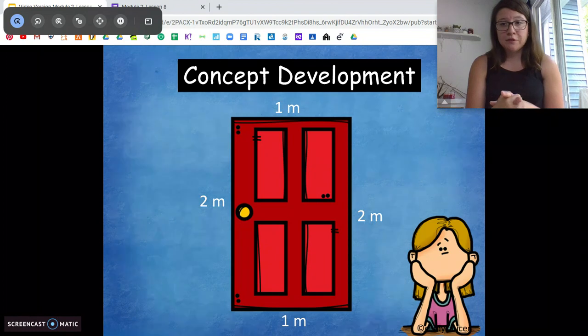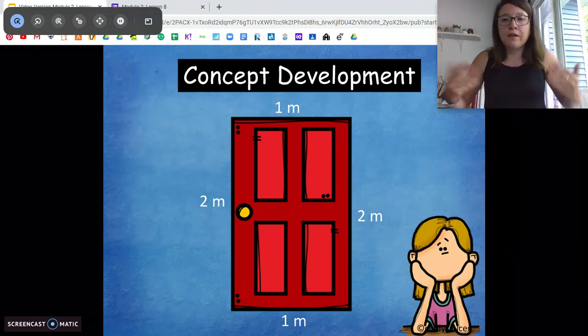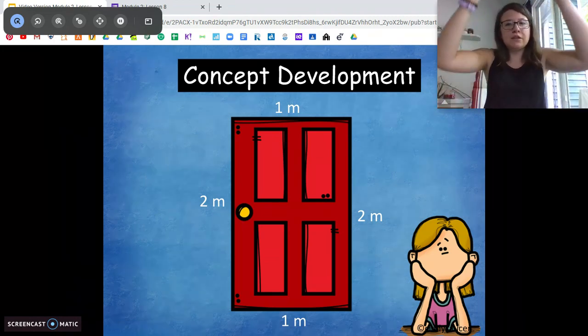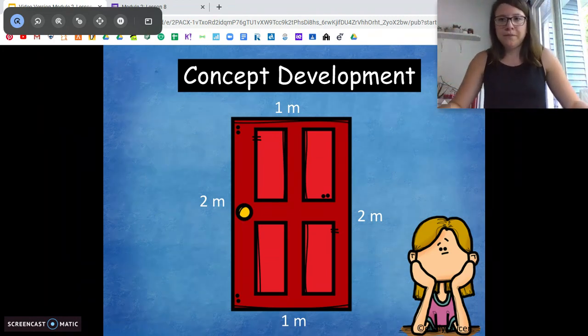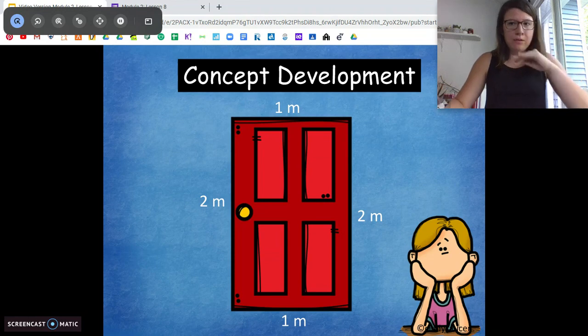I want you to look at the measurements, talk to somebody at home, figure it out on your board, think through it, and then we'll go over it. How long does my ribbon need to be to go all the way around my door? All right, figure it out.